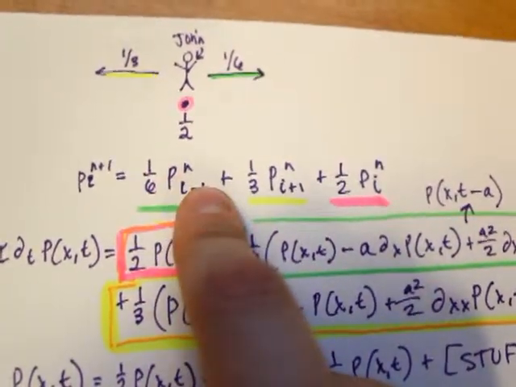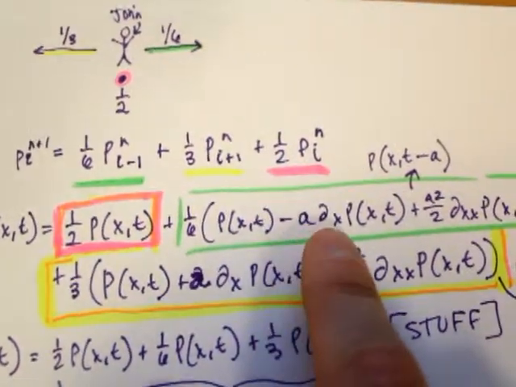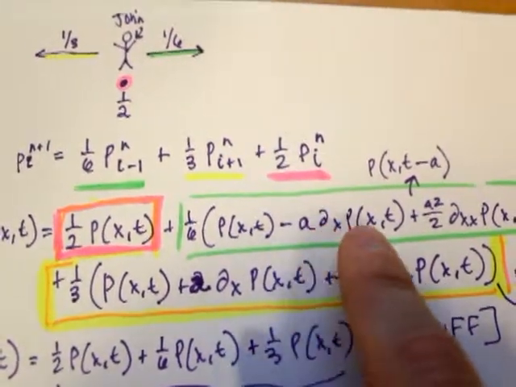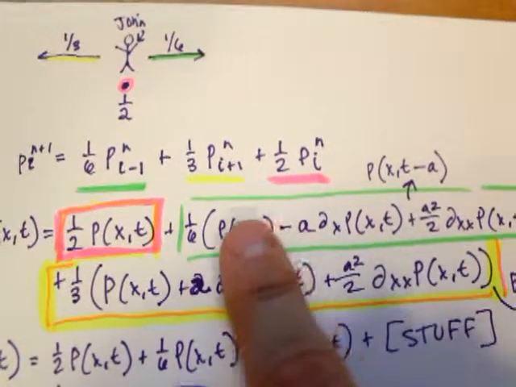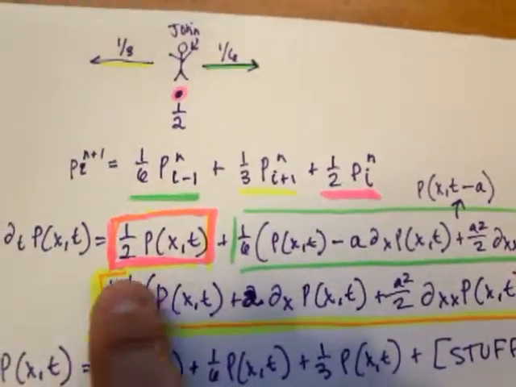Now for the 1/6 probability he moves to the right, we expand this out. We have 1/6 p_x(t) minus a ∂_x p_x(t), a squared over 2, etc. So this is pretty normal. We know how to get this. And then again, we do the same thing for 1/3.